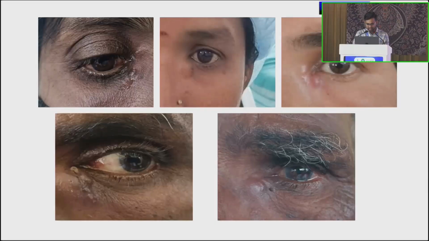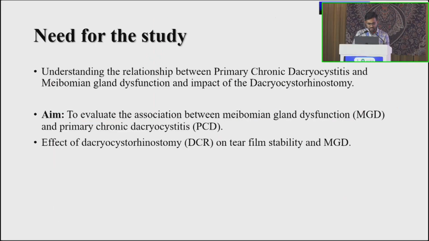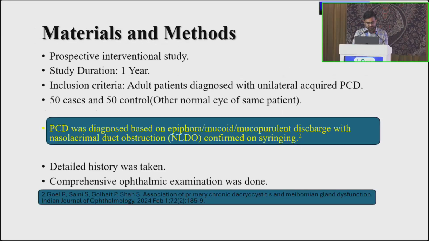These are some photographs showing chronic dacryocystitis. The need for the study is understanding the relationship between primary chronic dacryocystitis and meibomian gland dysfunction, and the impact of DCR on it. The aim is to evaluate the association between MGD and PCD and the effect of DCR on tear film stability and MGD.